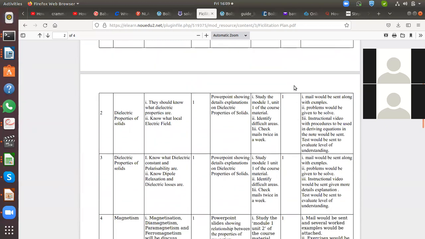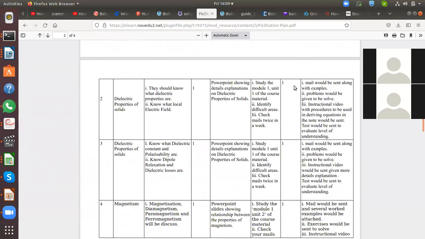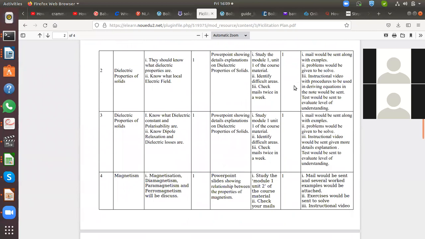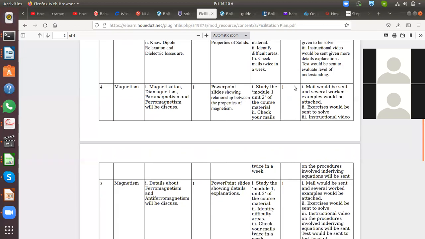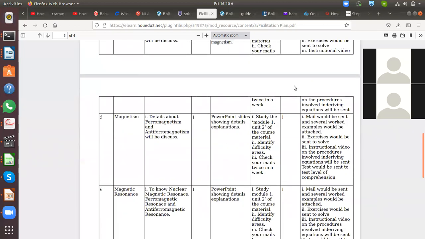In the third week of the class, we'll be looking at dielectric constant, polarizability, and also dipolarization and dielectric losses. In the fourth week of the class, we shall be discussing mainly what is magnetism. There we'll be looking at magnetization, diamagnetism, paramagnetism, ferromagnetism. I will discuss all this in detail. Likewise, in the fifth week, we extend the discussion on ferromagnetism because of what is involved in the course materials. So we'll be looking at ferromagnetism and antiferromagnetism.